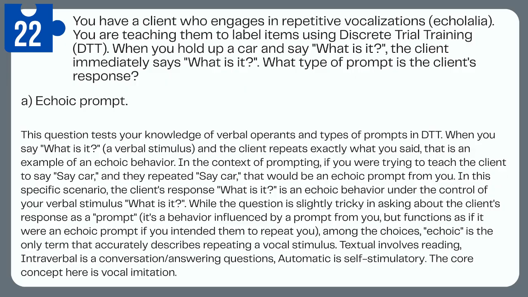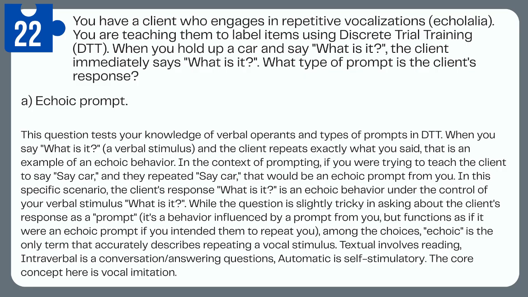Answer. A. Echoic prompt. This question tests your knowledge of verbal operants and types of prompts in DTT. When you say, "What is it?" a verbal stimulus, and the client repeats exactly what you said, that is an example of an echoic behavior. In the context of prompting, if you were trying to teach the client to say car, and you said, "Say car," and they repeated, "Say car," that would be an echoic prompt from you.